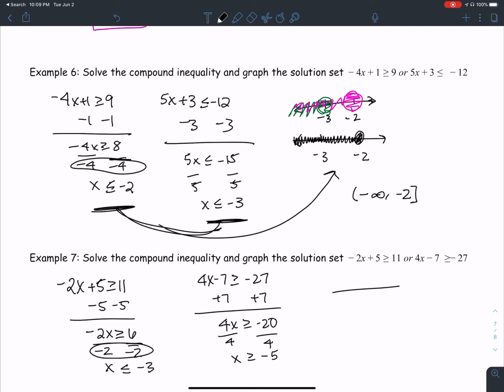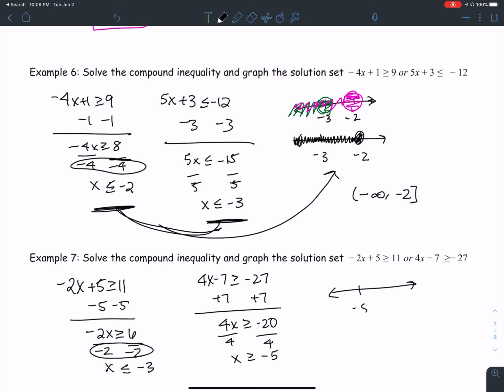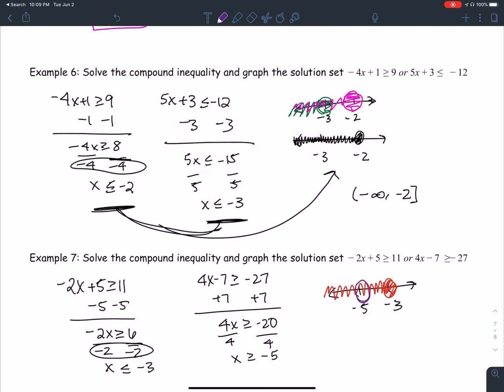All right, here we go. So negative 5, I really like my negative numbers, obviously. Here, we got all negative numbers. We only have one positive number. So I've got x is less than or equal to negative 3, and then I've got x is greater than or equal to negative 5. Well, I want everything.